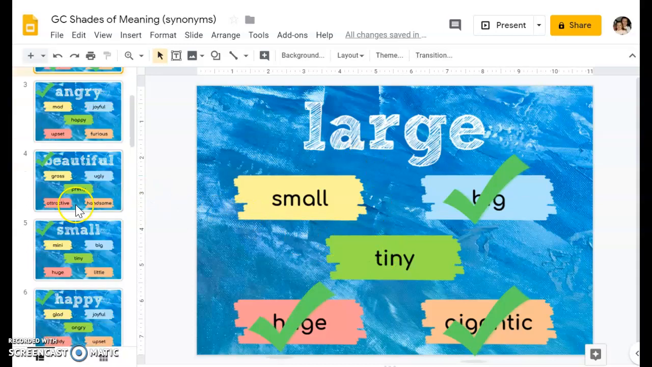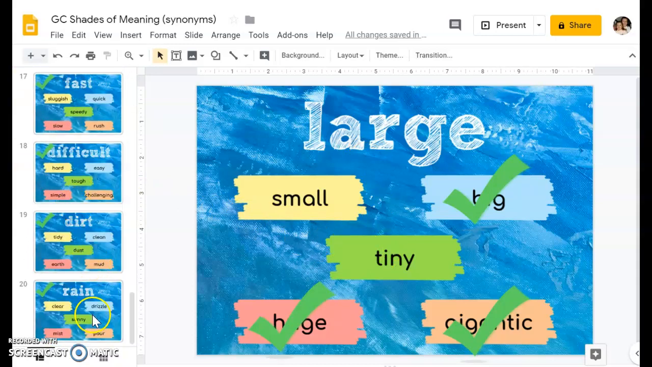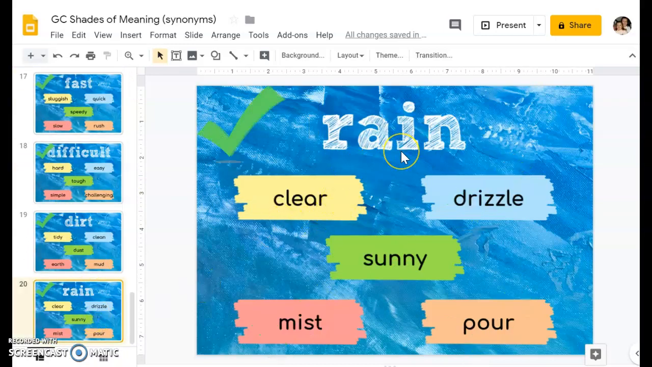If you go over here on the left, you'll see all the practice pages you're going to do today. And rain is going to be your last one. So when you're finished, turn it into Google Classroom.